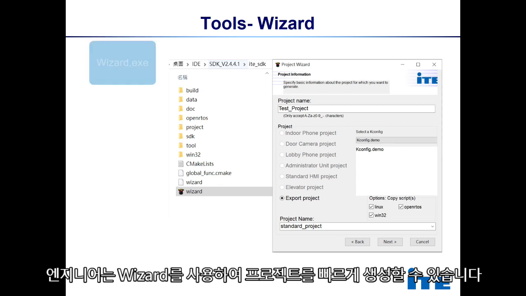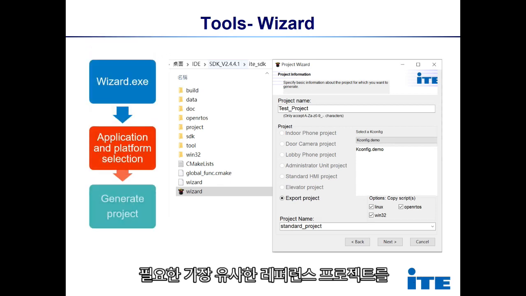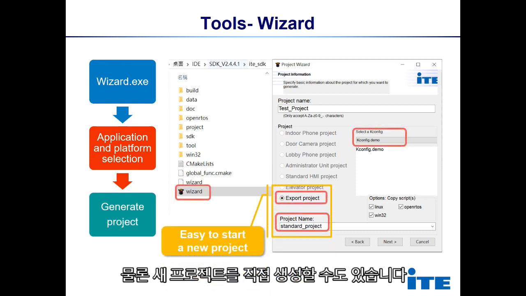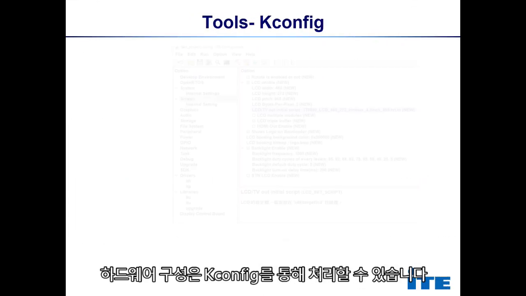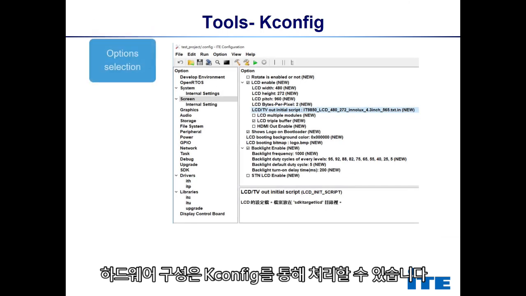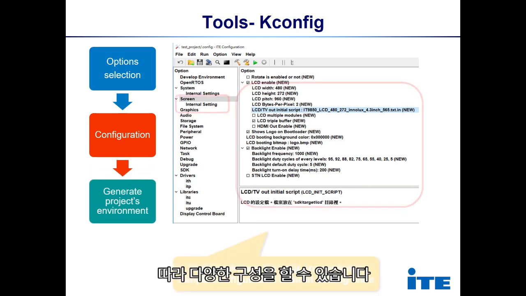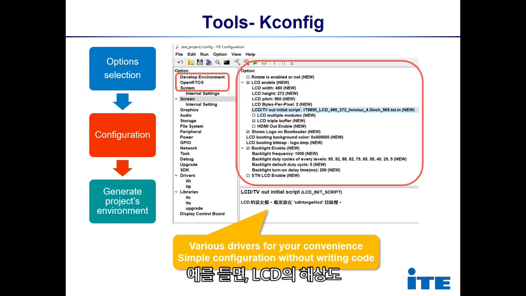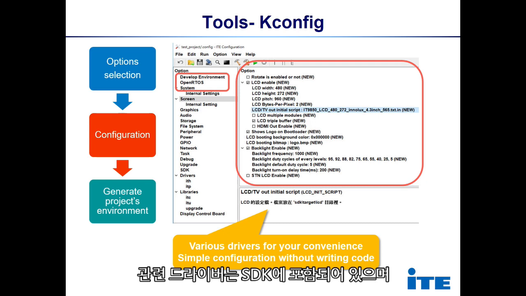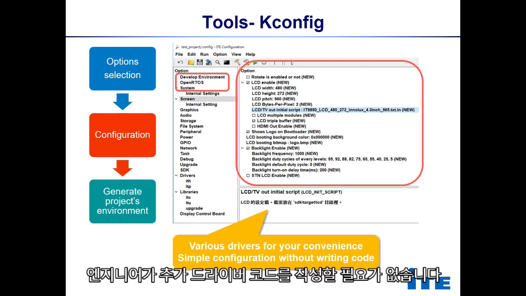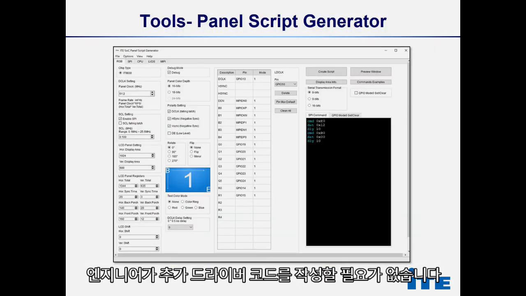You can generate a project quickly using Wizard. Select the most similar reference project you need and it will be done with only few modifications. You can also generate a new project directly. After generating the project, hardware configuration can be processed through Kconfig. Customers can make various configurations according to the functions on the hardware, for example, the resolution of the LCD, audio and I/O pins, etc. The related drivers are included in the SDK and can be integrated with the drivers by simply setting them up. No need for engineers to write additional driver code.